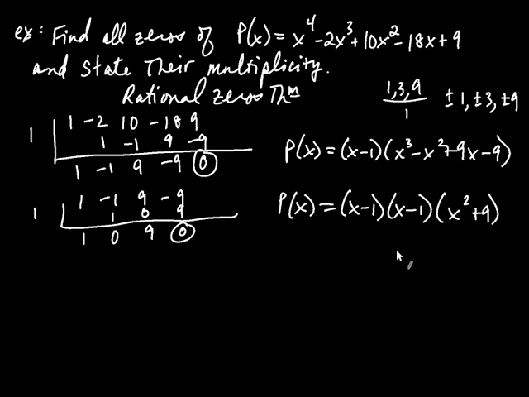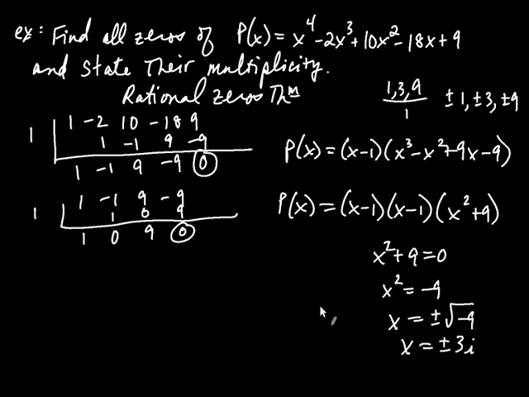And the way you do that is you set x squared plus 9 equal to 0, and you solve that. So using the quadratic formula, or in this case simply subtracting 9 from both sides, you get x is equal to positive or negative the square root of negative 9. So x is equal to positive or negative 3i. So we have our zeros. Let's list them, and let's write their multiplicity as well.